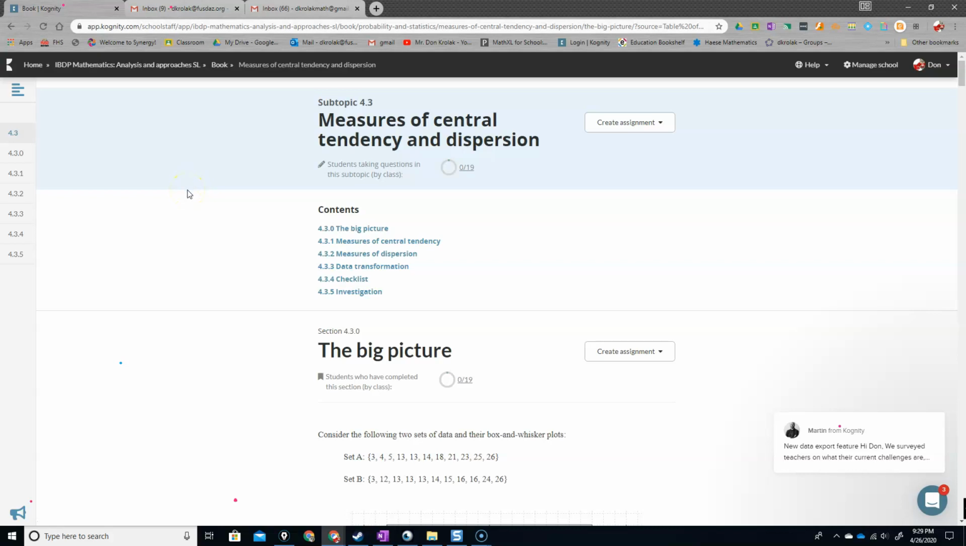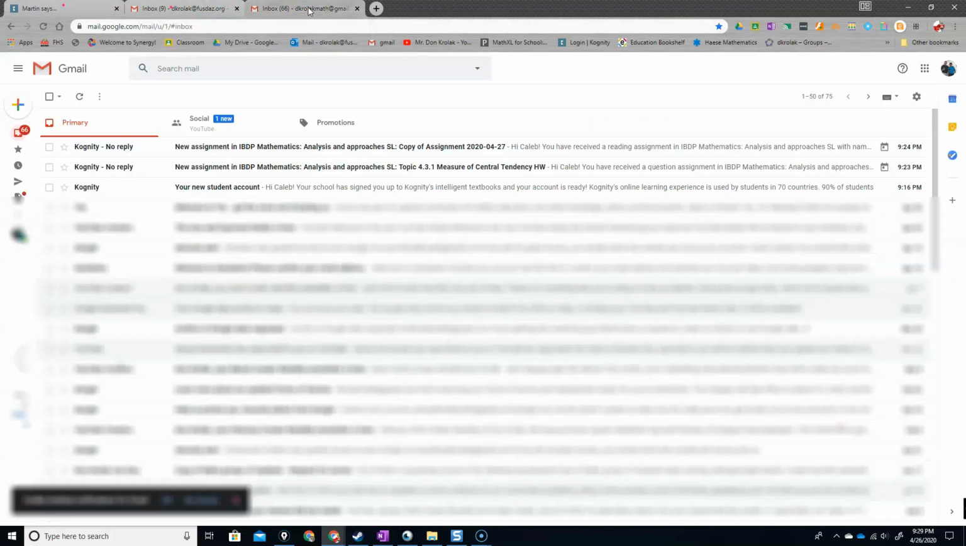So to get started on this, first thing we've got to do is make sure you can get logged into Cognity. Now, last week, I was with the IT people to make sure that the emails would get into your student addresses. So let's keep our fingers crossed and hope that that works. So open up your student email, and you should see there should be 3 emails from Cognity.